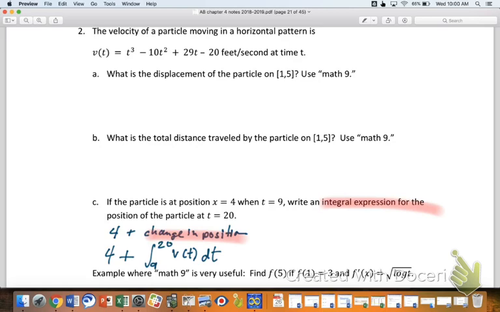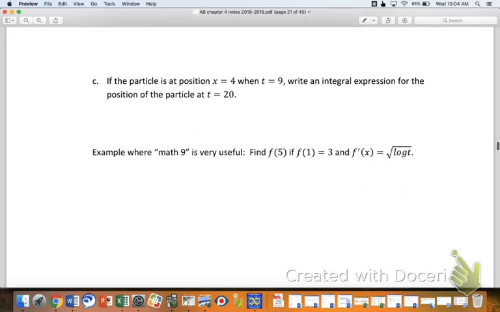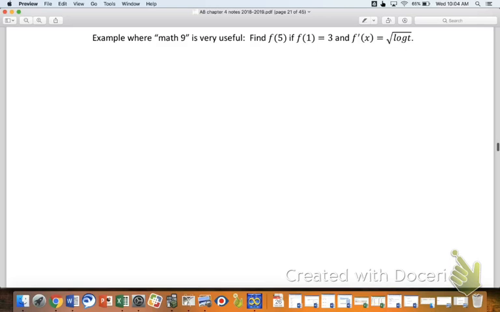Okay, so we're going to build this out a little bit further. I think this is going to time out just about right. We're going to use Math 9 again on something. Will you guys look at this next example? It says, example where Math 9 is very useful. This also illustrates some good stuff about calculus. So read this over. It's a very briefly worded question. It says, find f of 5. So that's our goal. That's our end game. We're going to try to find f of 5.